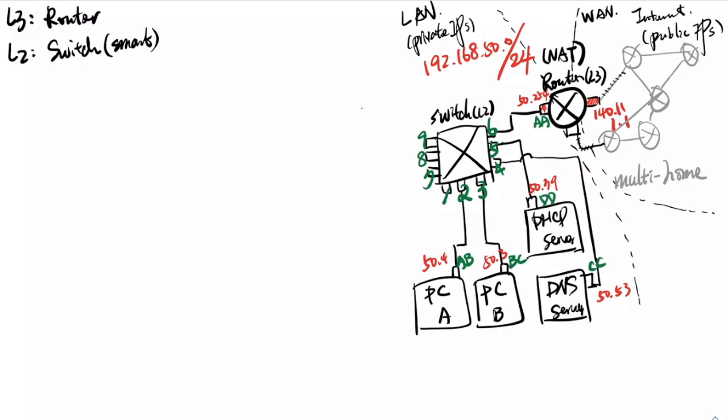Usually the switch we talk about right here, and the switch you buy on Amazon or Best Buy, we call a smart switch. There is another layer 2 device which is called a hub. A hub is a little different. It is not a smart switch, but it is very similar to a switch.